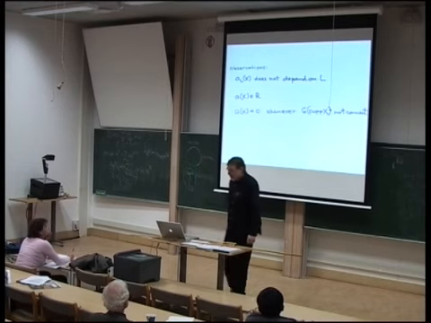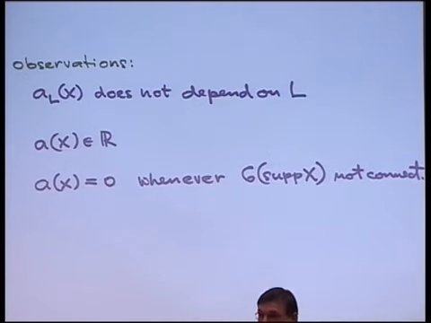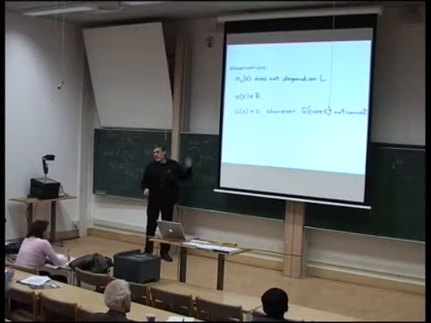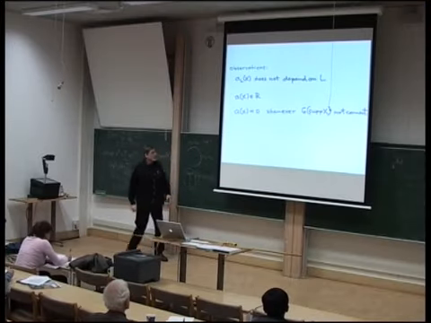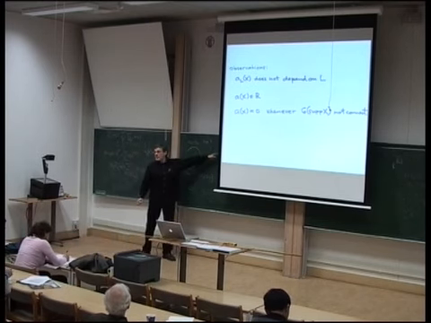A_X equals 0 whenever the graph restricted to the support of X is not connected. Okay? So it means whenever my support of X, which is a set of vertices, splits in two pieces with no connection between them. Because then my partition function will be a product of those two.